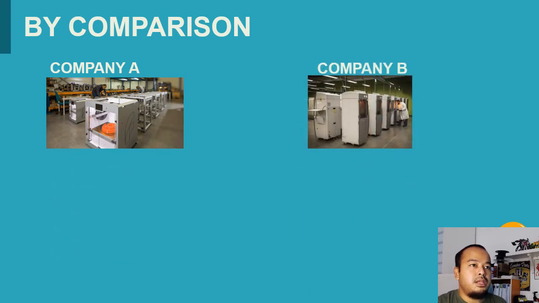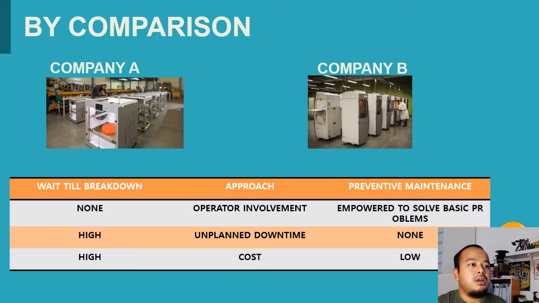So, in total, what can differentiate company A and company B? We can define it by four criteria: approach, operator involvement, unplanned downtime, and cost. Basically, for company A, the approach is wait till breakdown. It breaks, then replace. Normal, like how we use a handphone.